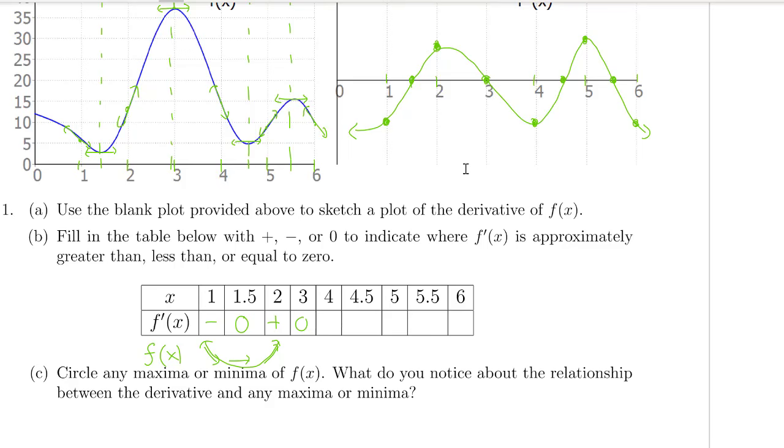So we'll go ahead and just fill in at 3, the derivative was 0, at 4 it was negative, at 4.5, 0, at 5 positive, at 5.5, 0, and at 6 negative.